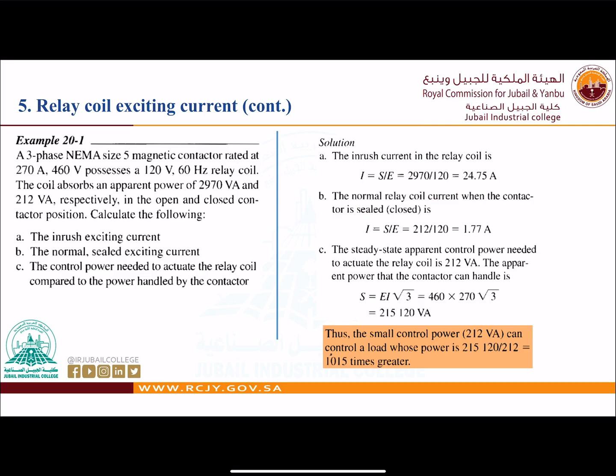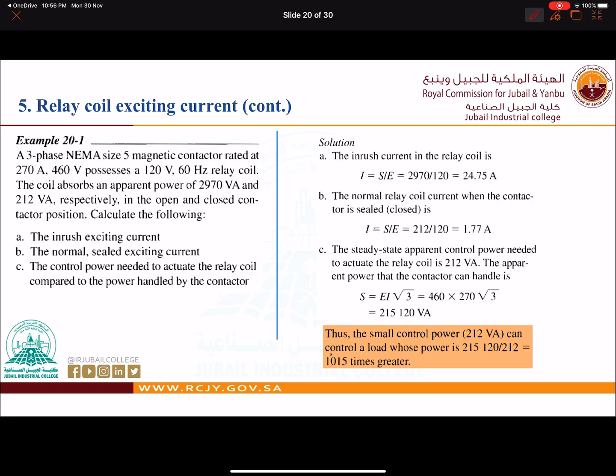So the difference between those 2 points is that the first one is the inrush current, the starting current of the coil. This is our coil again. Once you energize this coil, we will have inrush current. The inrush current is 24.75. Now, after that, everything is settled down and everything is going smooth.